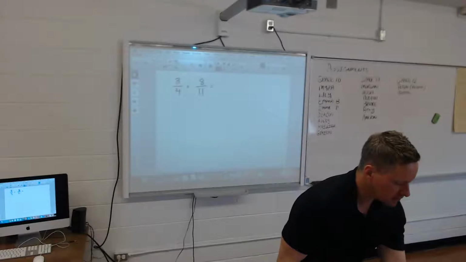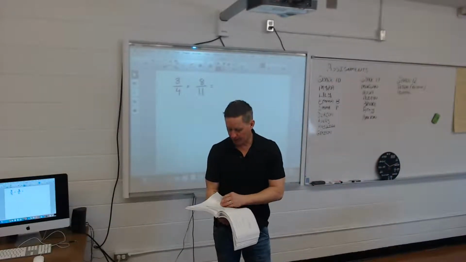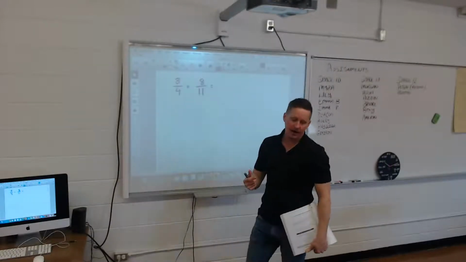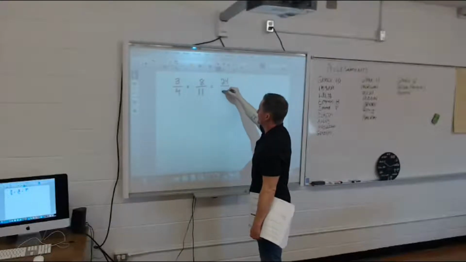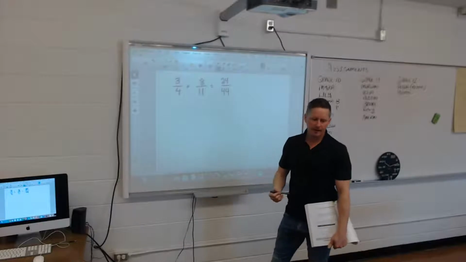Okay, so we're multiplying and dividing rational expressions. Basically what we're talking about is multiplying or dividing. If I were to multiply this, I could multiply it straight across and get 24 over 44. That's a simple way of doing it.